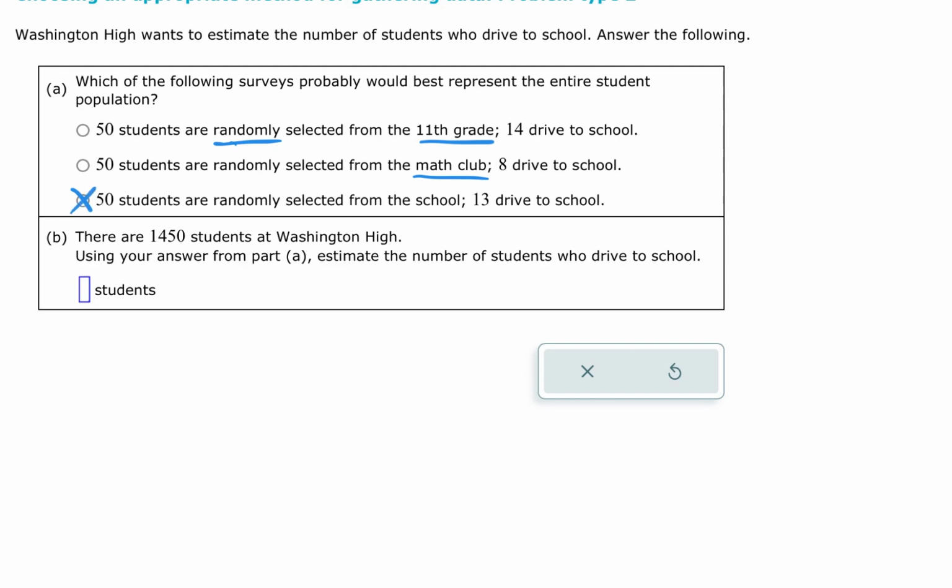Part B says there are 1,450 students at Washington High. Using your answer from Part A, estimate the number of students who drive to school. So from Part A, we know that 13 students drove to school out of the 50 that we randomly selected. So this is the ones who drive. This is our total. And now we're setting up a proportion. The total for our proportion is 1,450, and we don't know the number who drive.